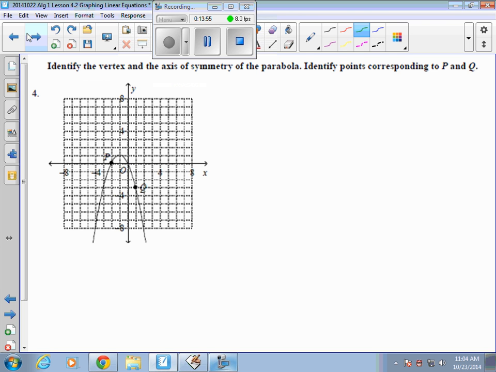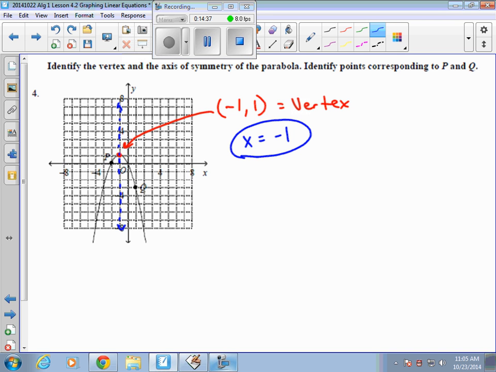Number 4 says identify the vertex and the axis of symmetry. Simple. And then identify the points P and Q. The vertex is this point right there. That point right there, its coordinate or its ordered pair is negative 1, 1. That's your vertex. Right there. Negative 1, 1. The axis of symmetry is this. X equals what for the axis of symmetry? Negative 1 is the x value. That's the x value, negative 1.